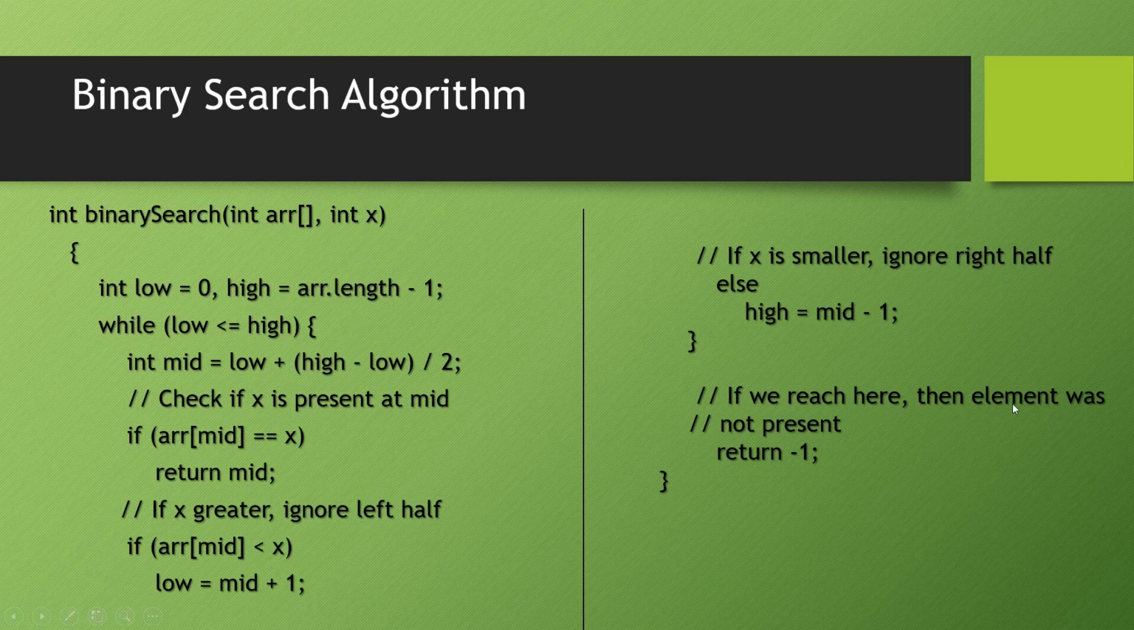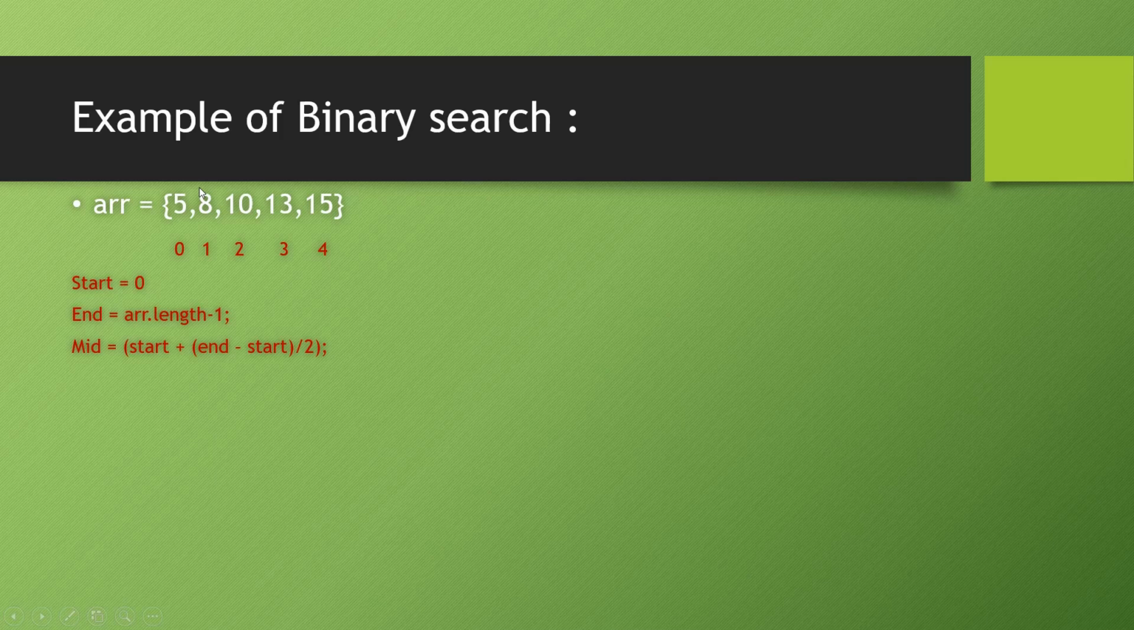And if we reach here, then the element was not present, right? If the element was not present, then we return -1. But if the element was present, then here we return the mid value. So how can we do this? Let's discuss using an example.